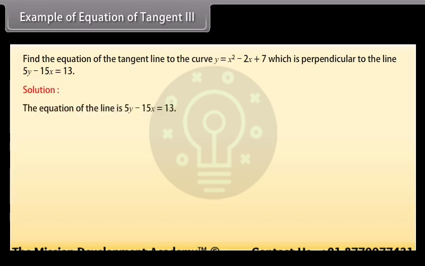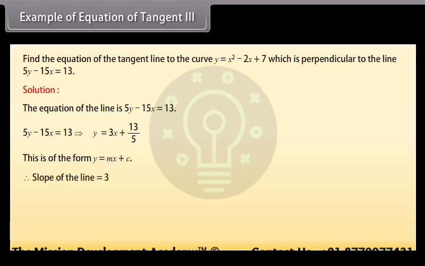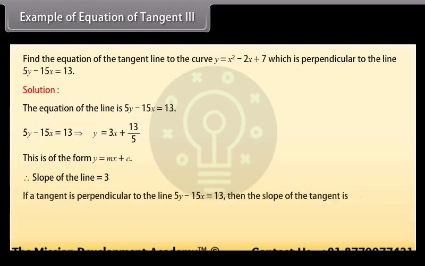Solution. The equation of the line is 5y minus 15x is equal to 13. It implies that y is equal to 3x plus 13 by 5. This is of the form y is equal to mx plus c. Therefore, slope of the line is 3. If a tangent is perpendicular to the line 5y minus 15x is equal to 13, then the slope of the tangent is minus 1 by slope of the line, which is equal to minus 1 by 3.